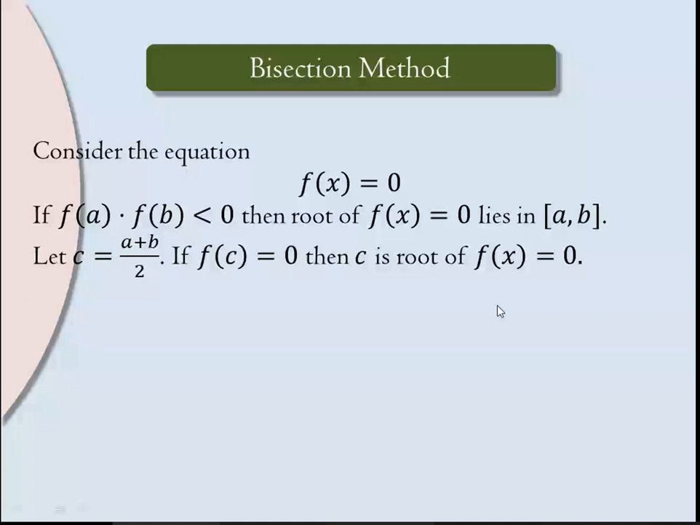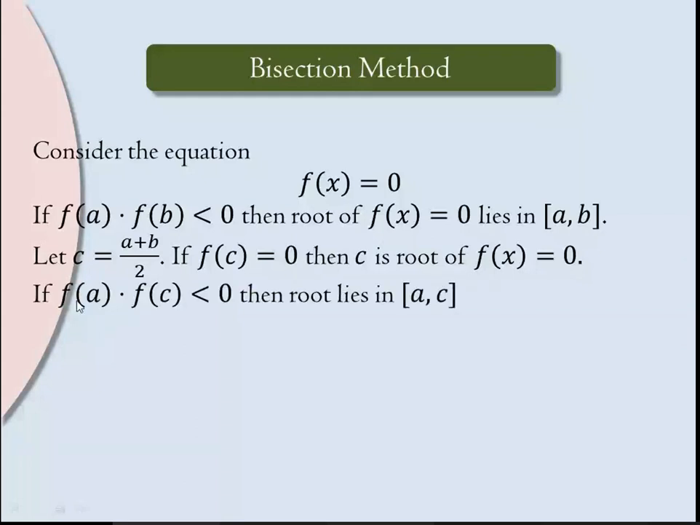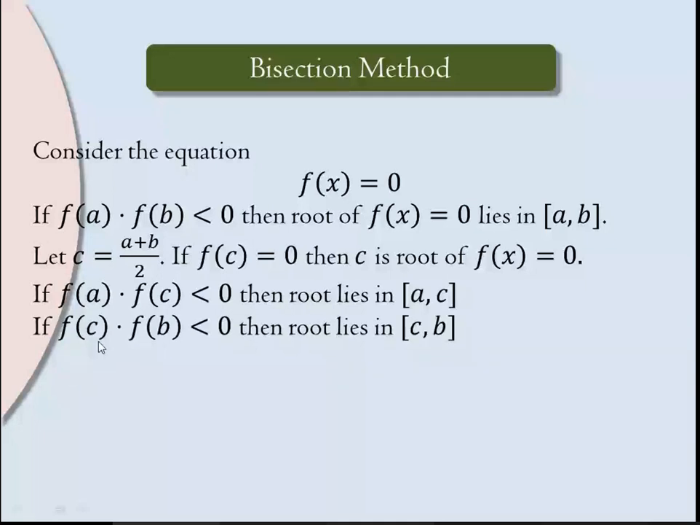What to do? First of all, we have to find two points for which the product of the function at those points is less than 0. Then find the midpoint of this interval. If at that point the function is 0, then C is the root of the equation. If f of C is not 0, then take the product of f of C with f of A. If it is negative, then the root will lie between A and C. Otherwise, if f of C into f of B is negative, then the root will lie between C and B.